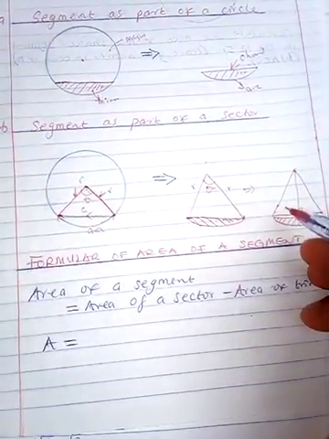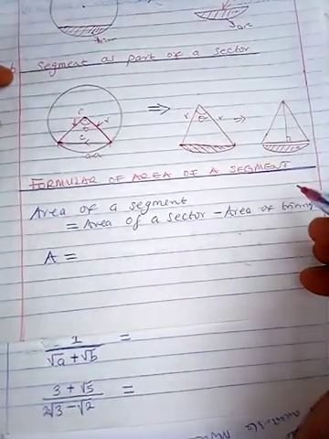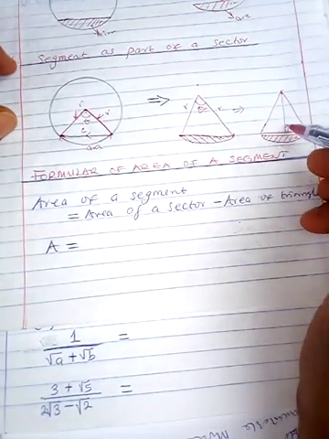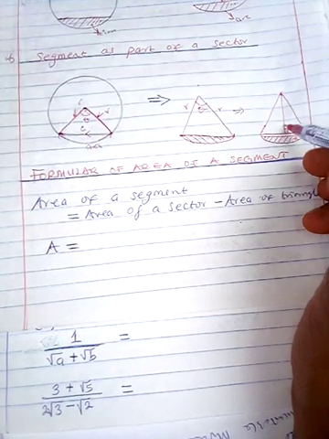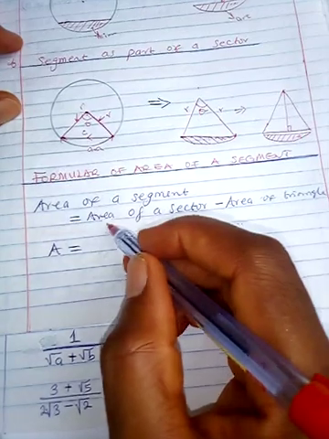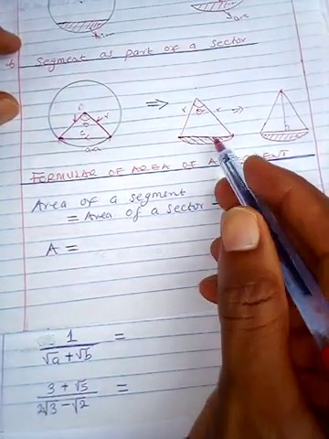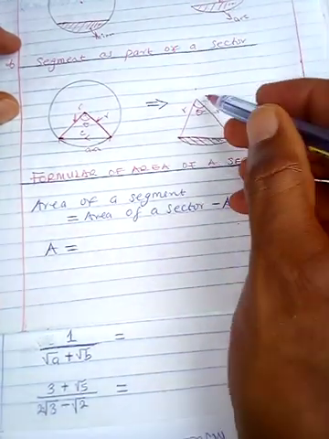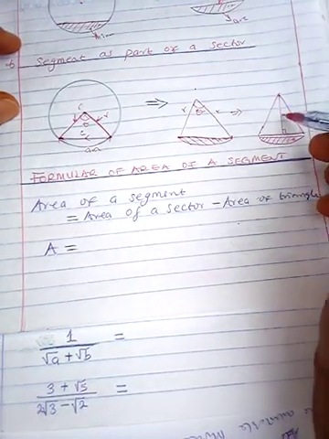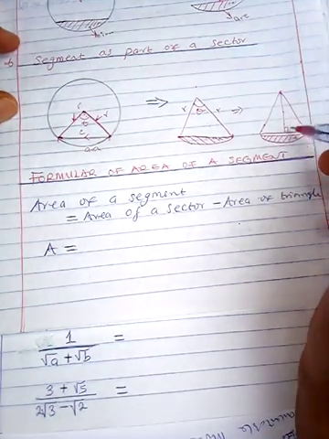Now let's talk about the formula for area of a segment. How do you find the area of a segment? If you have a sector given to you, that's why we say that the area of a segment is equal to, first of all, the area of a sector, because a segment is part of a sector. If you have this whole sector and you detach this triangle out of this sector, what you will be left with is a segment.